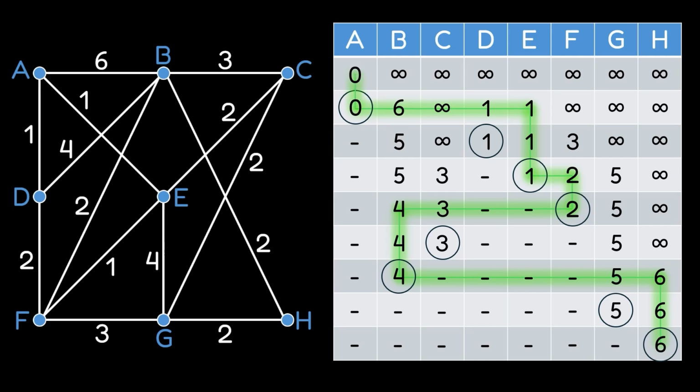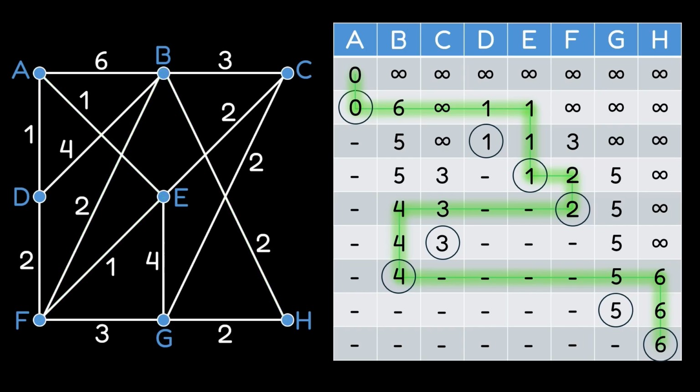The vertices corresponding to the reference values we pass through are A, E, F, B, and H. If you check the original graph, you will see that the path A, E, F, B, H has total weight 6, and it is indeed the shortest path.